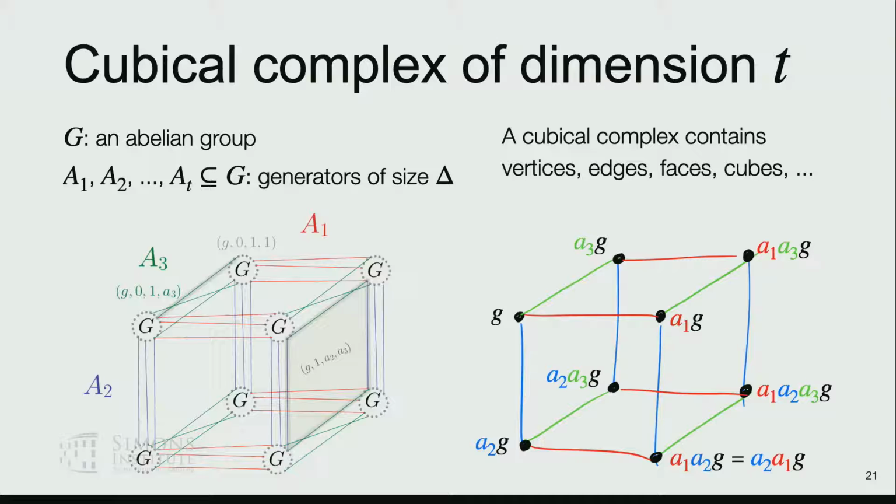For the edges, these horizontal edges will connect G with A1G, where A1 is an element in the generator set, capital A1. We'll do the same for the vertical edges, which connect G with A2G. And then for the last direction, we'll connect G with A3G. So that's how you connect all the edges. Also, because the generator set has size delta, each vertex is connected to delta many horizontal edges. That will be important later on.